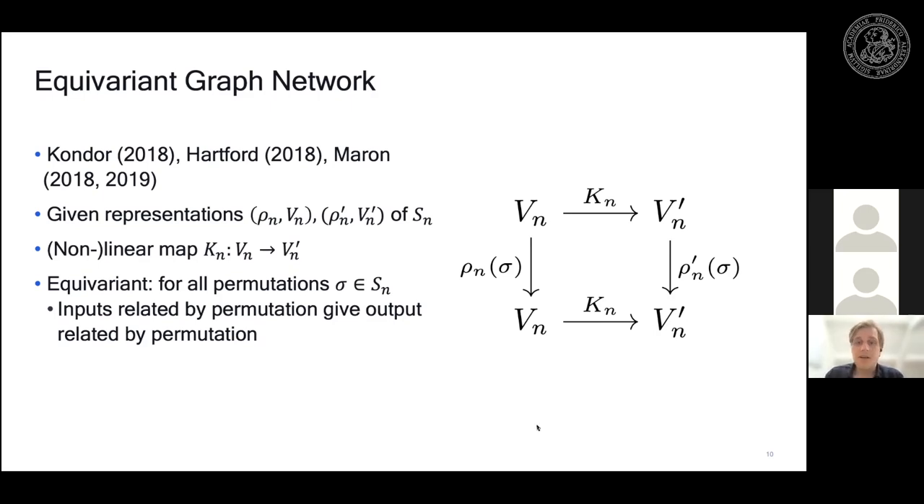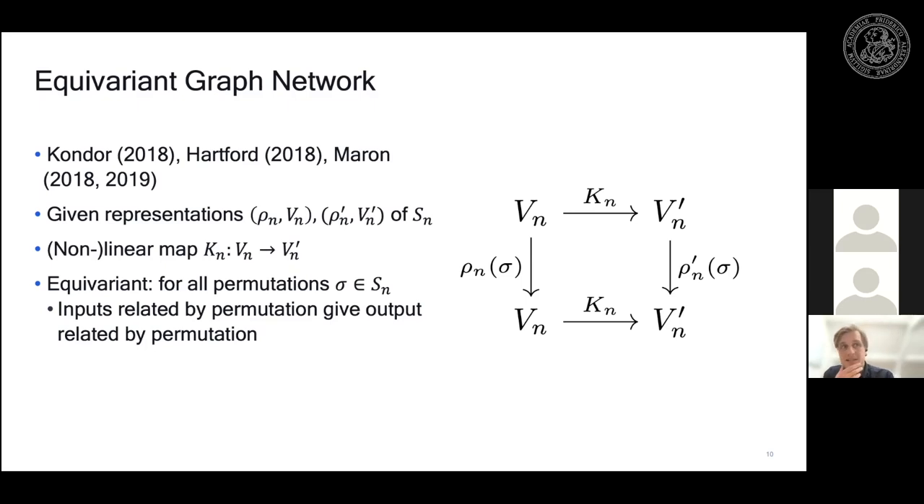we have a diagram that commutes, meaning that if we first apply the neural network to map from our input feature space to our output feature space, and then transform the output feature space under the permutation with the output representation, this yields the same result as first applying the input representation with that permutation, and then applying the neural network. And this is the equivariance property.